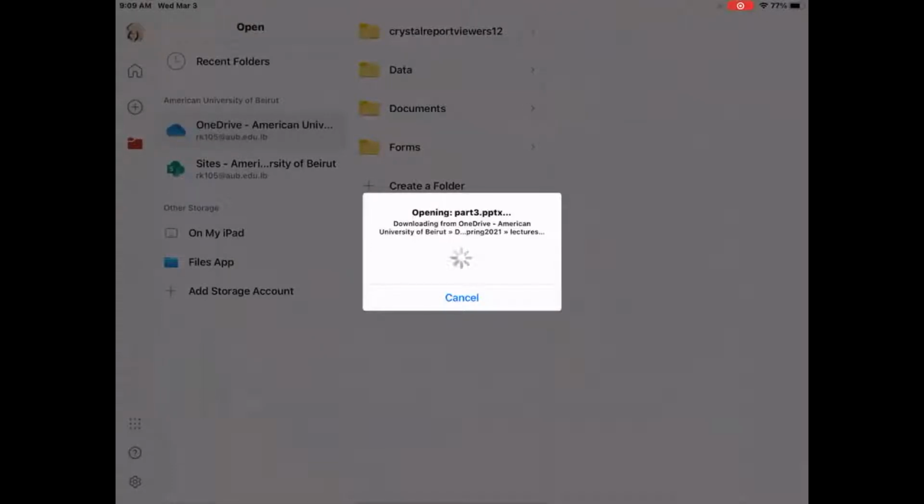Yeah, no, 1 second. If it doesn't work, I'll just sketch it on Notability. Don't worry. 1 second.